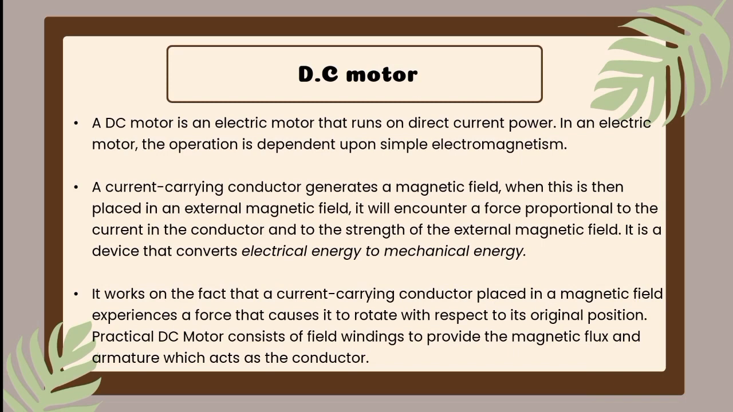It works on the fact that a current-carrying conductor placed in a magnetic field experiences a force that causes it to rotate with respect to its original position. A practical DC motor consists of field windings to provide the magnetic flux and an armature which acts as a conductor.